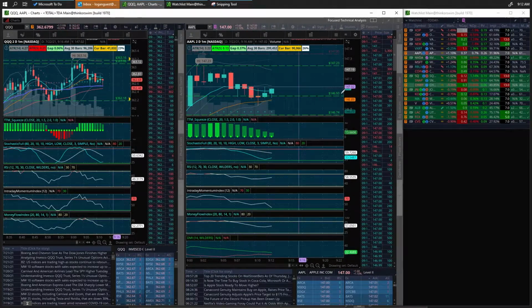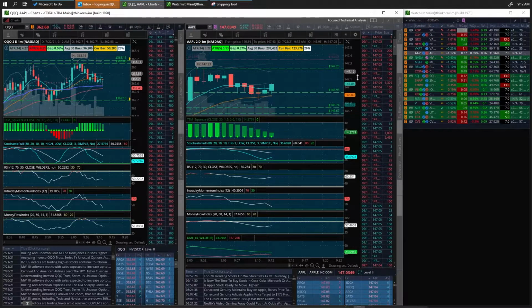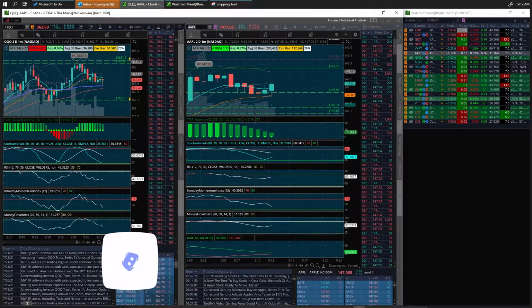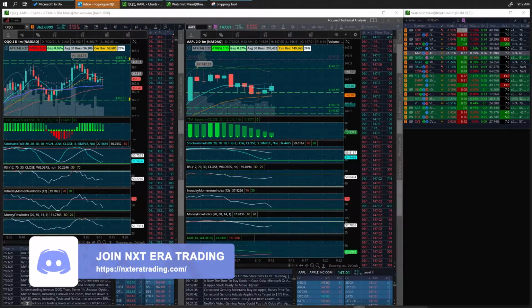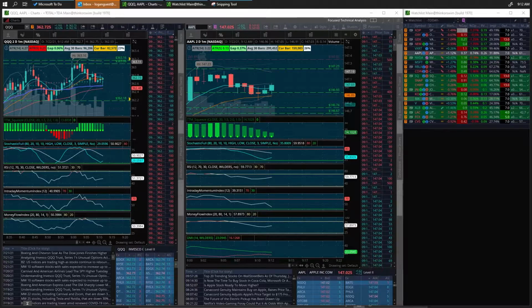And so, again, you can see it's probably going to break out. I'm going to add to this position just a tiny bit here, make sure I can capture this move. And I will let the community know that I averaged in a little bit more.